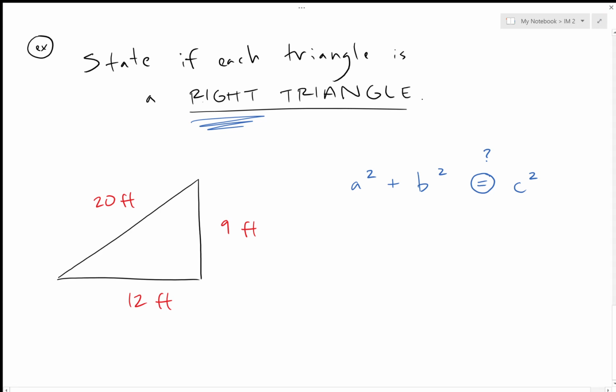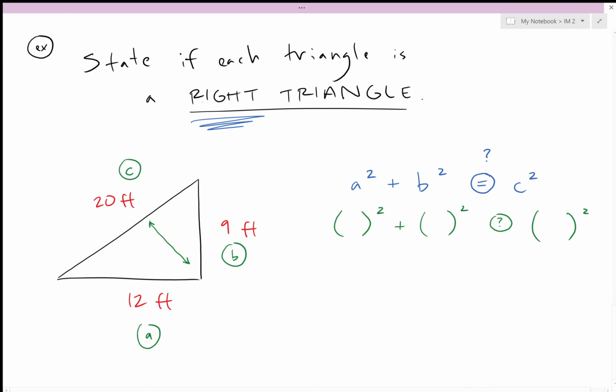So let's find out what's what. Again, C, important side, biggest side, across from what we would assume to be the right angle. So that's going to be our 20. A and B, doesn't really matter which one you call it. So let's plug it in. So this time 3 numbers, and I do not know if it is equal yet. There's a little question mark there. We're trying to prove it. So A we labeled as 12, B we labeled as 9, and C 20.